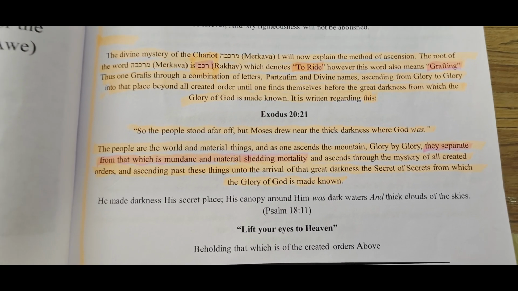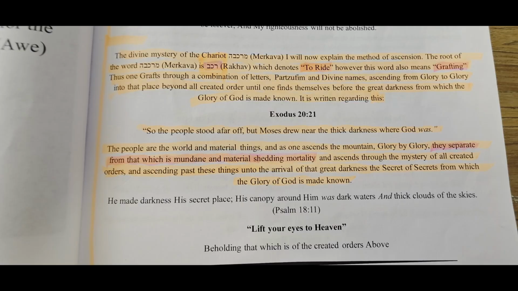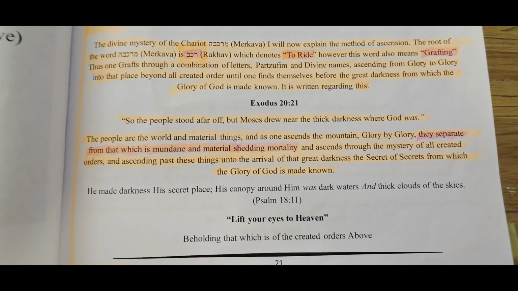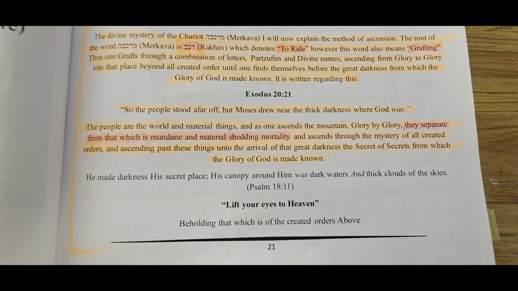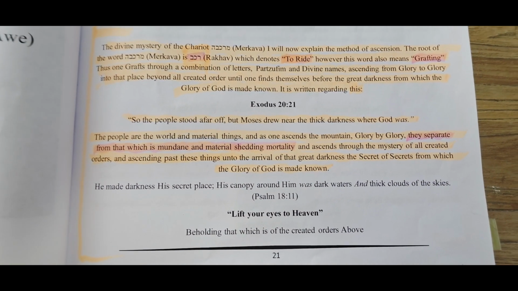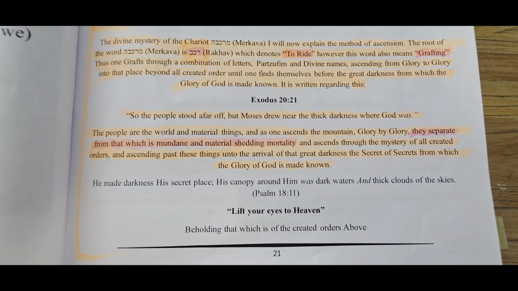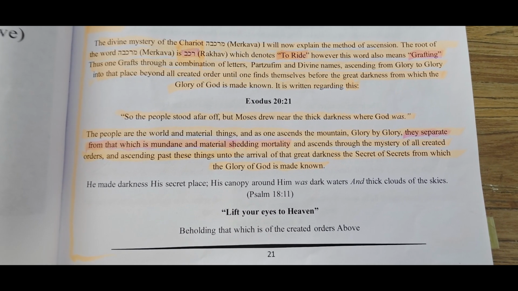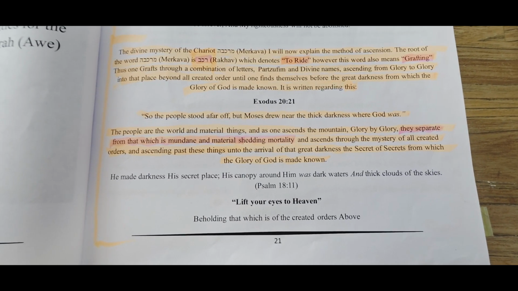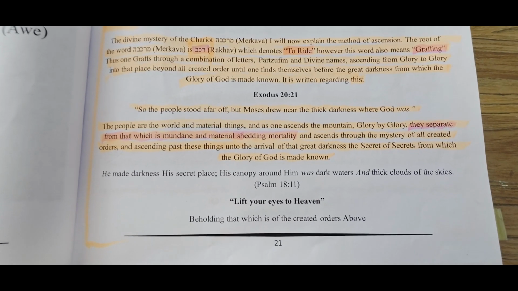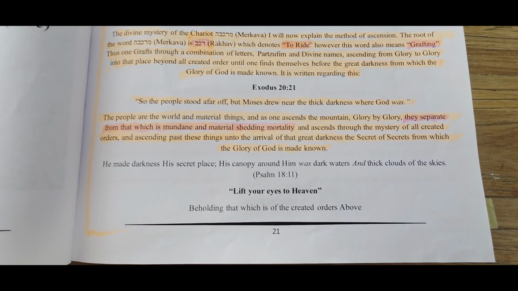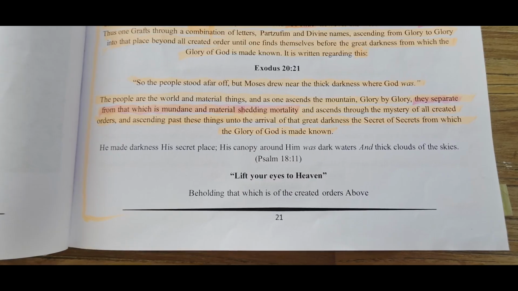The people are the world and material things, and as one ascends the mountain glory by glory, they separate from that which is mundane and material, shedding mortality, and ascend through the mystery of all created orders, and ascending past these things unto the arrival of that great darkness, the secret of secrets, from which the glory of God is made known. He made darkness his secret place. His canopy around him was dark waters and thick clouds of the skies.